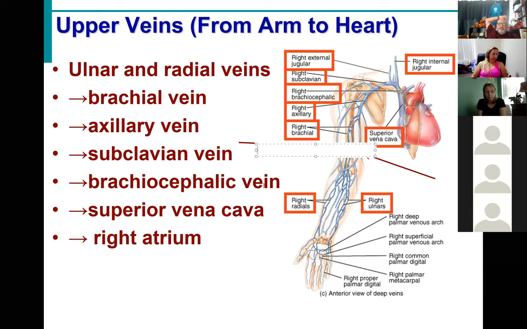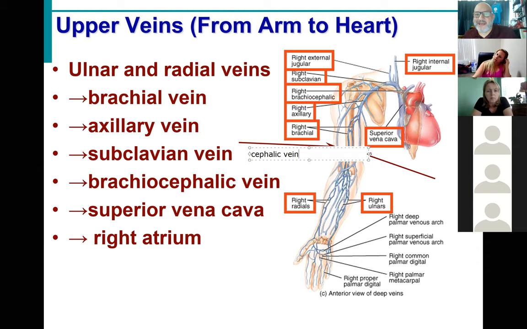What is this lateral blood vessel of the vein? This lateral vein called? Cephalic vein. Exactly. Because as we know, cephalic means what? Brain. Well, it means head. And so having a cephalic vein over here on your arm makes all the sense in the world, right?